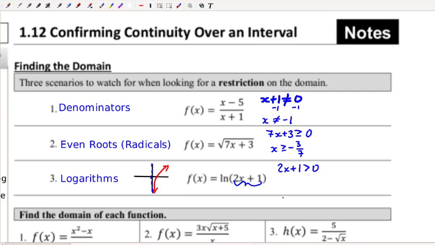So again, solve it for x. I need this to be greater than 0, so I've got x is greater than -1/2.